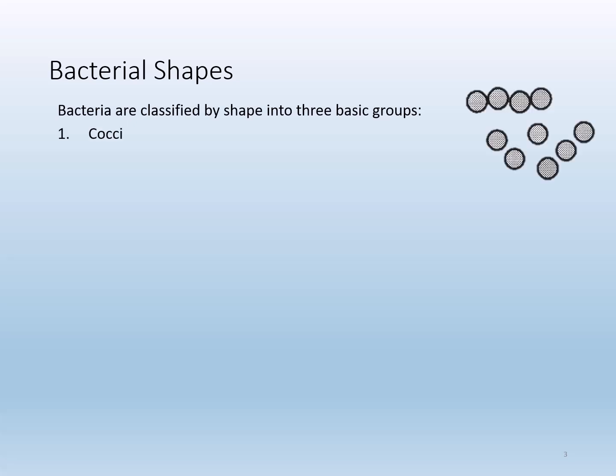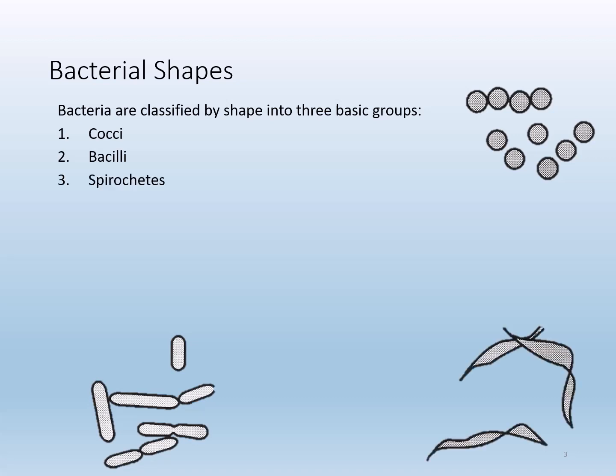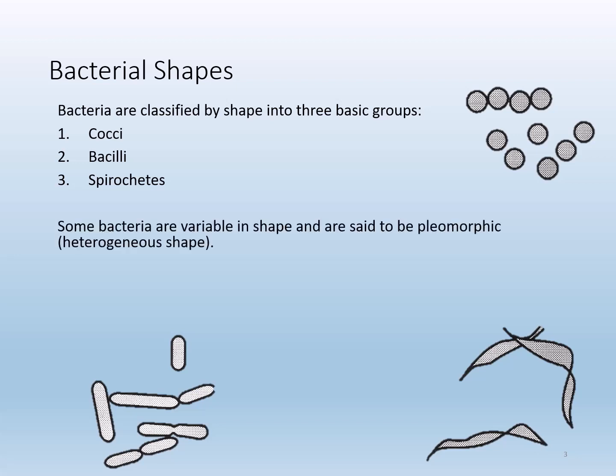So you can classify bacteria into three basic forms. The first one is a rounded form. These are known as cocci. The second one is a rod-shaped bacterium, and these are called bacilli. The third one are spring-like and are called spirochetes. There are certain bacteria which do not have a particular shape and they can be called pleomorphic.